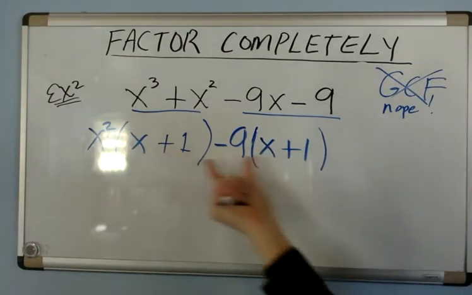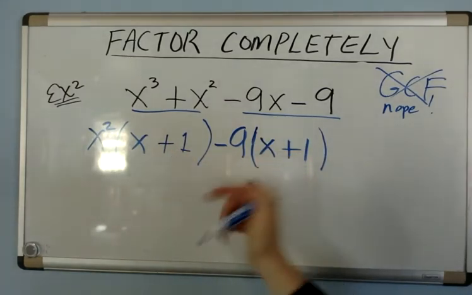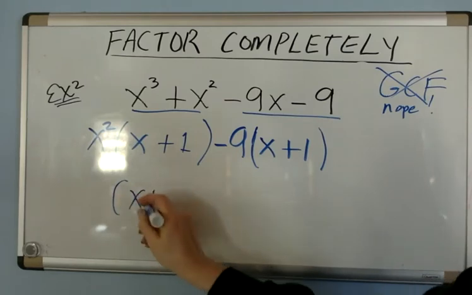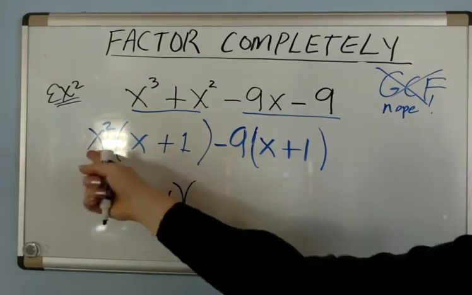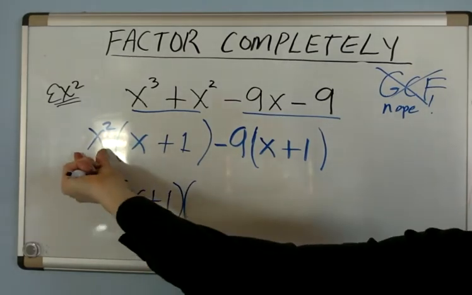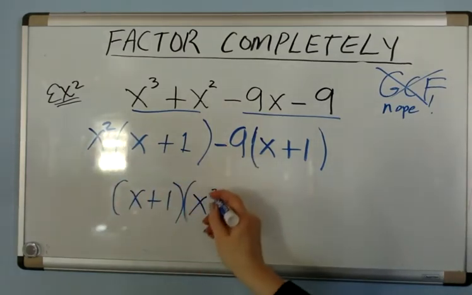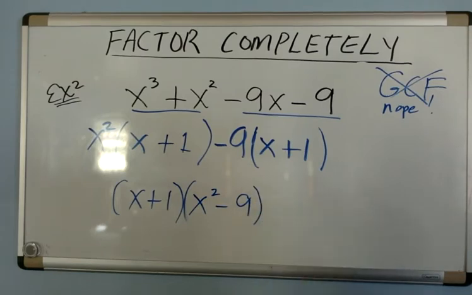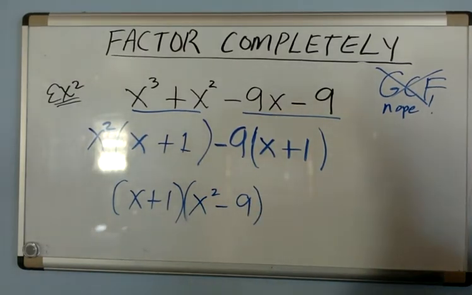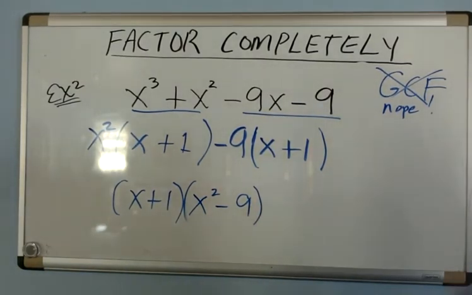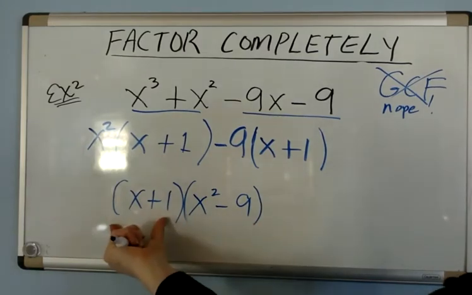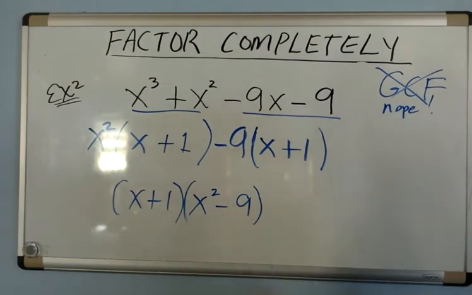Well, since they have a common binomial factor, I'm going to put that common binomial factor first. And in the next set of parentheses, it's going to be this term, x squared, and this term. They go together. So I have that this is equal to x plus 1 times x squared minus 9. And it doesn't matter whether you put the x squared minus 9 first and the x plus 1. It doesn't matter because multiplication is commutative. You can do it in any order.